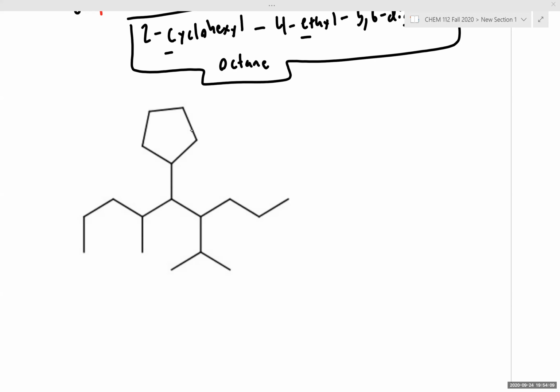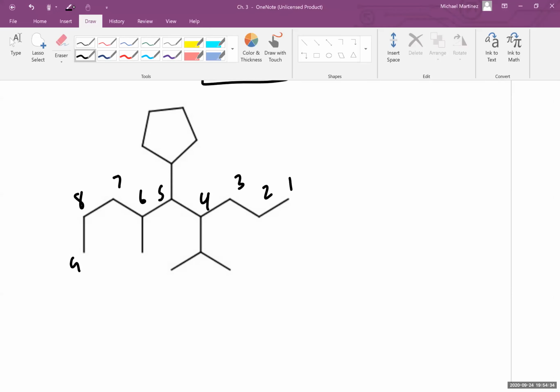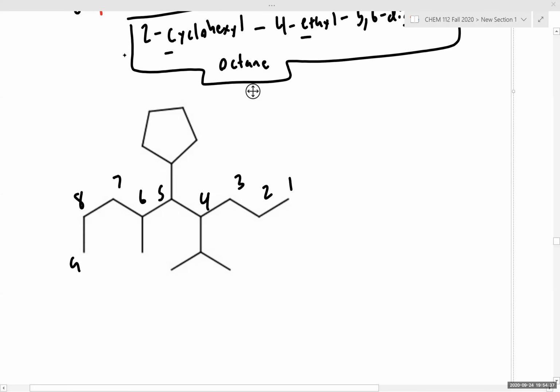The phone works. Sorry about that. There was a small disconnect in the microphone feature. So does anyone have any questions? I don't see any proposed responses yet in the chat. So what I'm going to do is put in the numbering methods, and I'd like you to tell me the name and number of each of these substituents. Sorry, could you mute? There we go. Sorry about that.